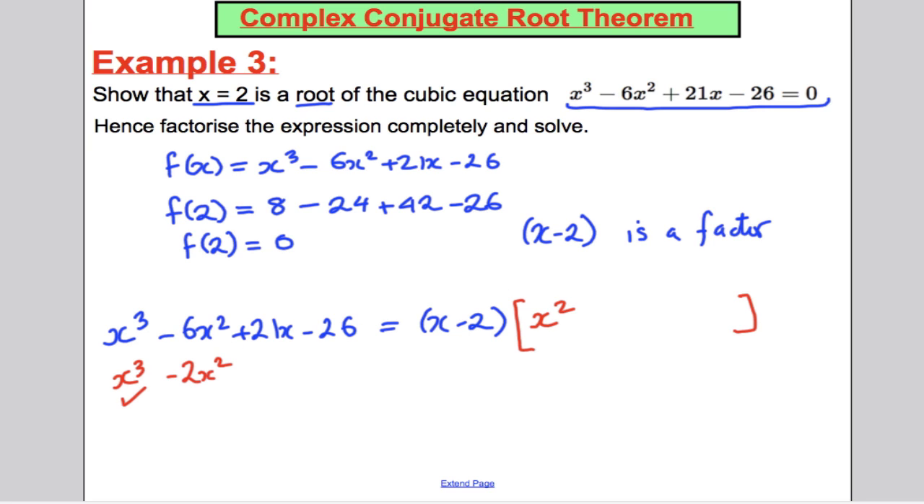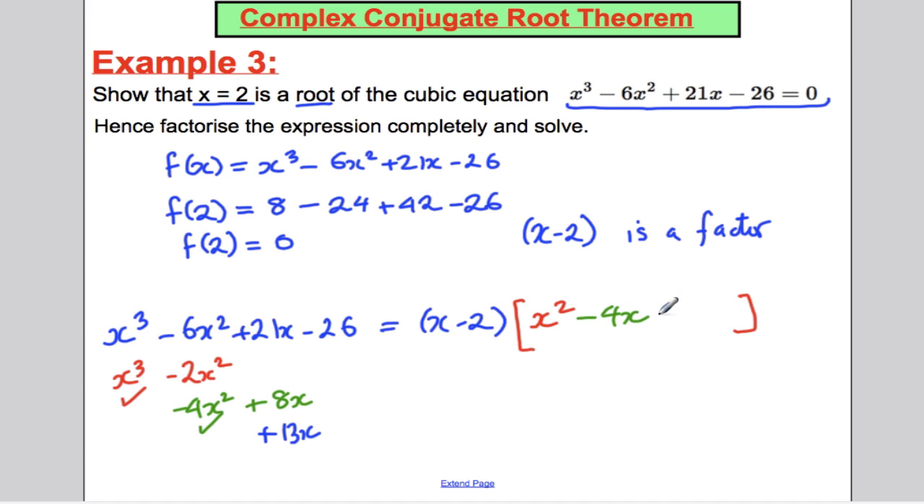And that would give me the x cubed I'm after, but it would create for me negative 2x squared. I don't want negative 2x squared, I want negative 6x squared. So I'm going to need another negative 4x squared. What needs going here to multiply by the x to give me the negative 4x squared? Well, surely negative 4x. And that gives me the negative 4x squared I'm after, but it creates for me positive 8x. Now I don't want positive 8x, okay? I want positive 21x.